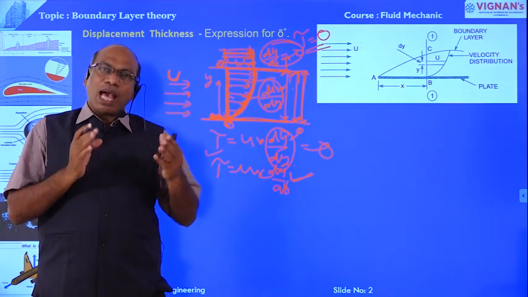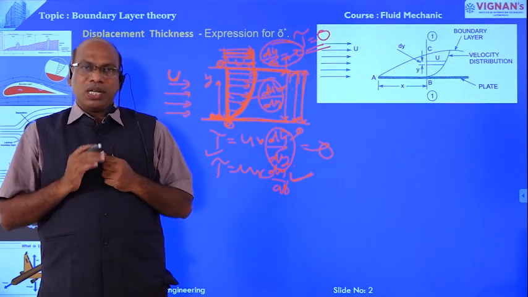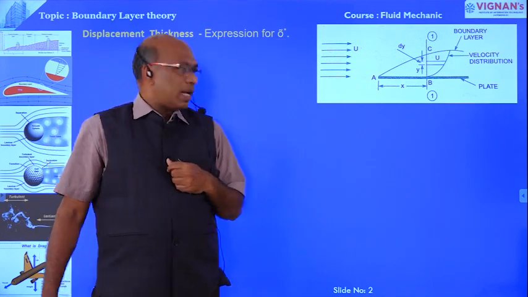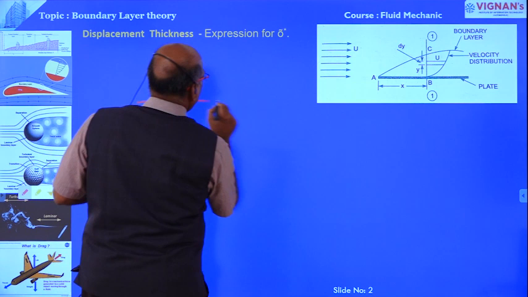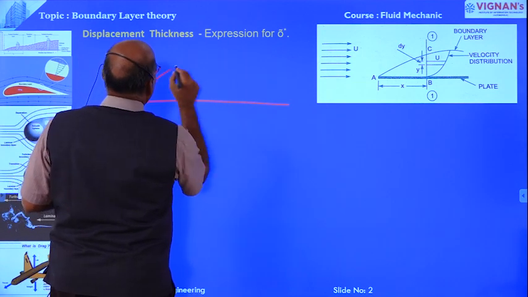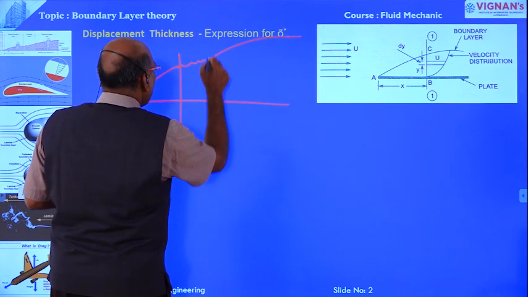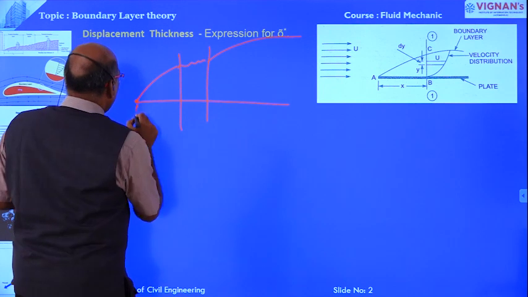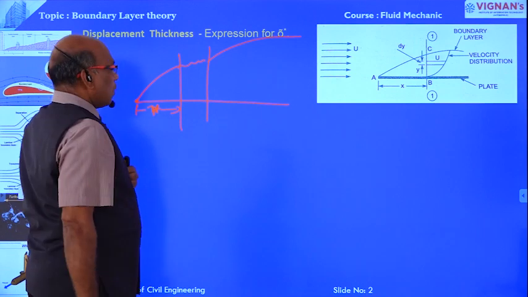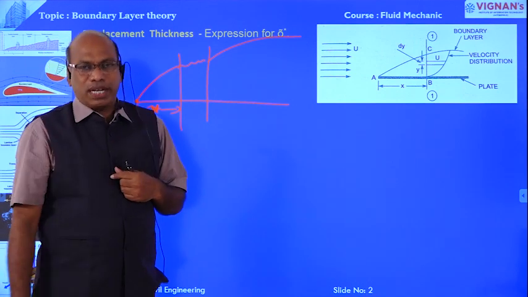Now, what is the laminar boundary layer, what is the turbulent boundary layer, and what is the transition zone? Those are the headings we are going to discuss now. This is the boundary, and this is the leading edge.